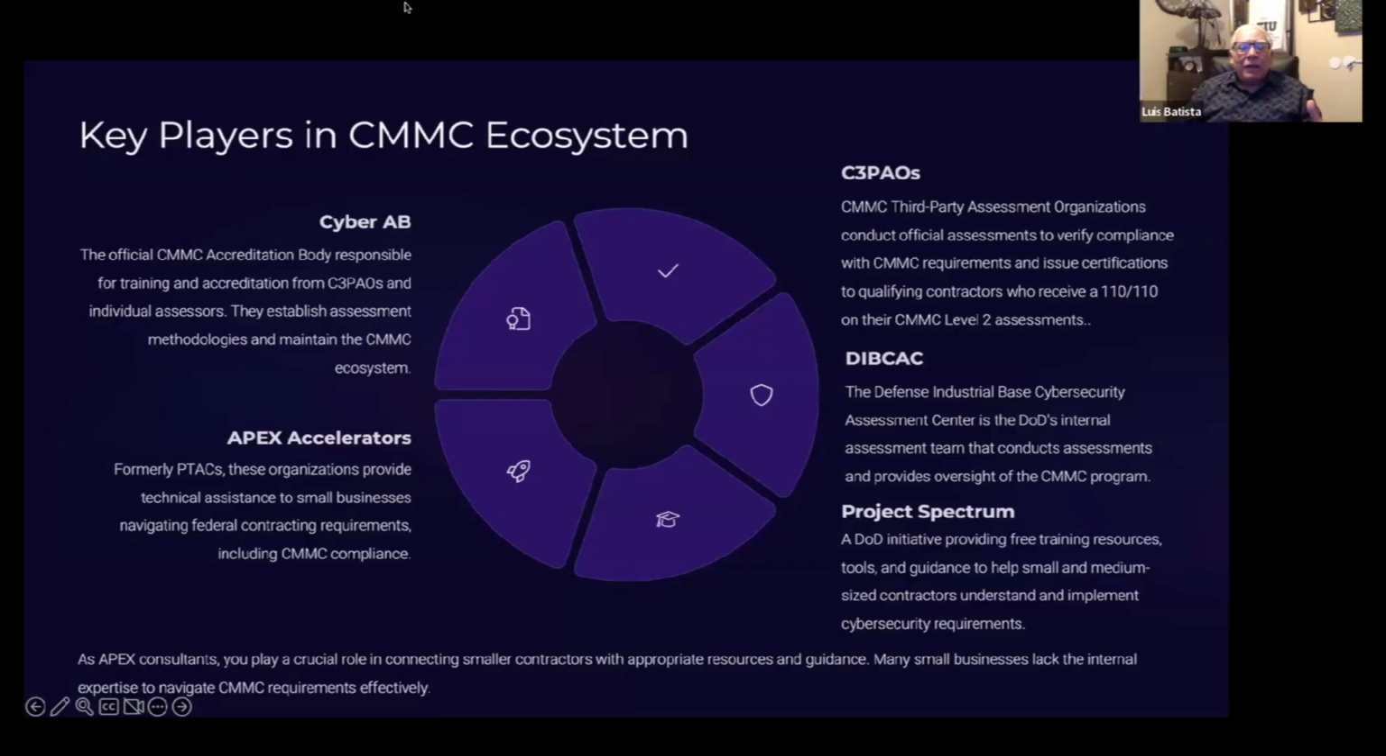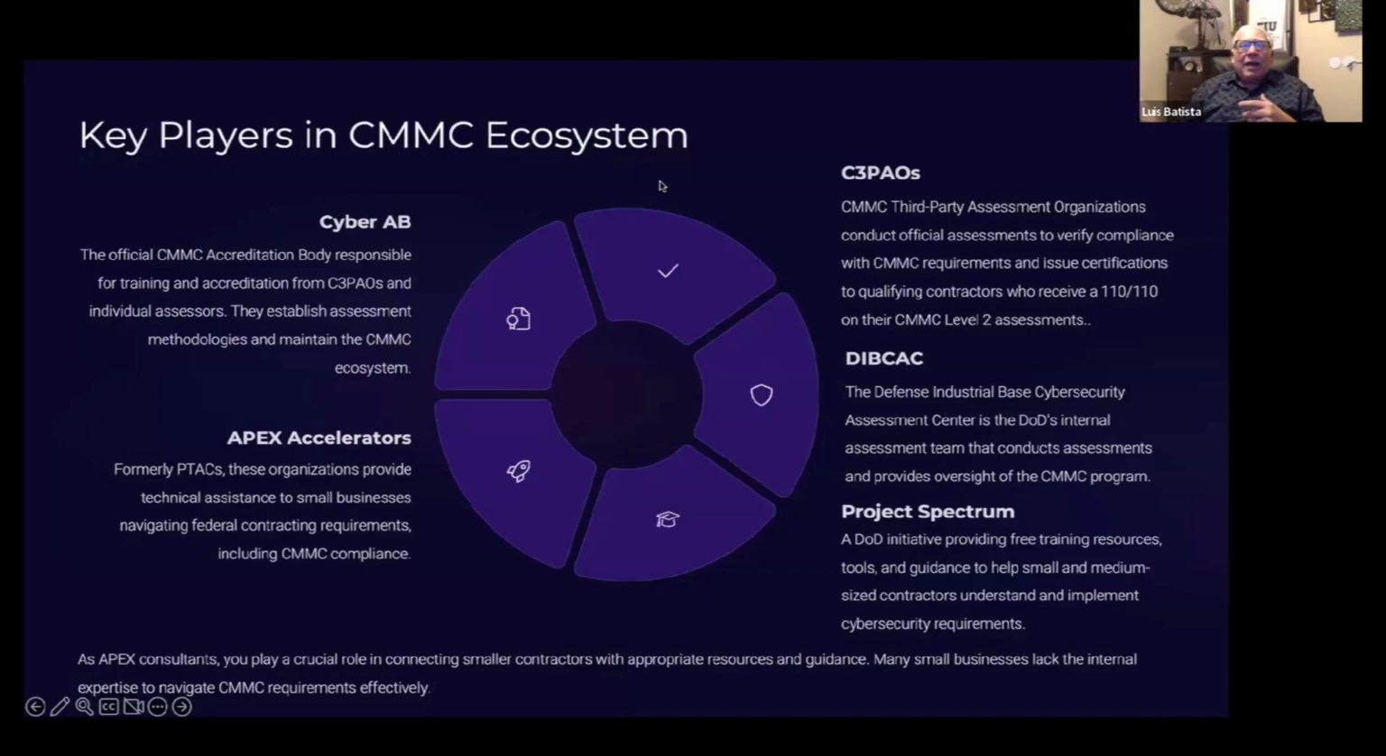Apex Accelerators, previously known as Procurement Technical Assistance Centers. We've been around for 50 years. We used to be under the Defense Logistics Agency, and now we're under the Department of Defense Office of Small Business Programs. And our mandate is to help really anybody that is either in the federal ecosystem or wants to grow within government contracting. And as I said, there's 500 of us nationwide. You can look them up on the National Apex website.